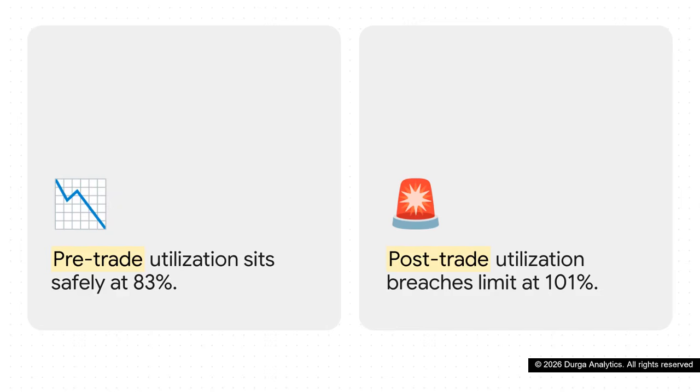So the crucial point to take away here is this. Authority must always be based on the 101% post-trade state. If you use pre-trade determination, a trader sitting at 83% could essentially authorize their own trade that breaches the limit and then just report it retrospectively. It literally creates a system that authorizes its own breaches. Post-trade determination removes this loophole entirely.